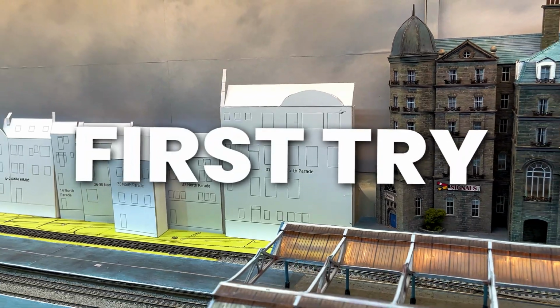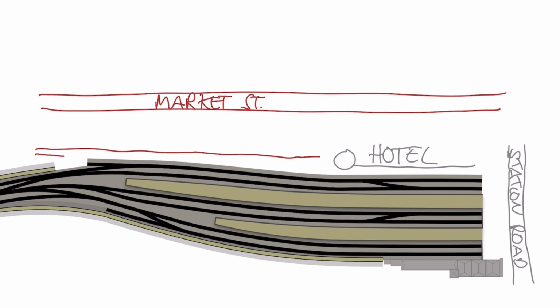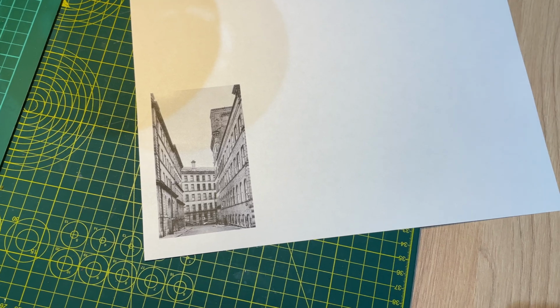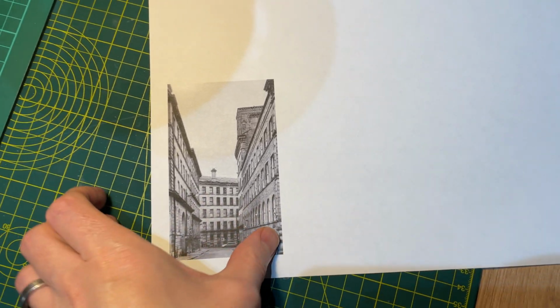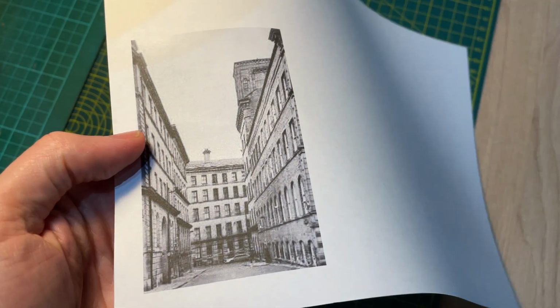My original plan for Market Street was something like this. A lane comes up the back of the properties from the high street and then turns 90 degrees between the properties and the hotel to join Market Street on the other side. I printed a photo of Little Germany in Bradford that shows a typical street with a building at the end. The street was maybe too long, but this was just a test.